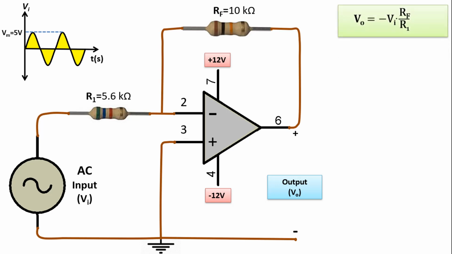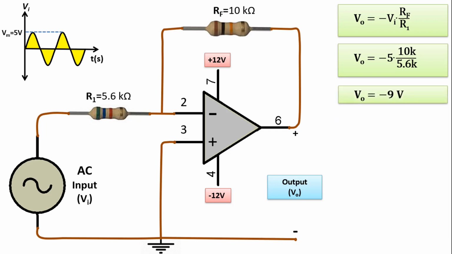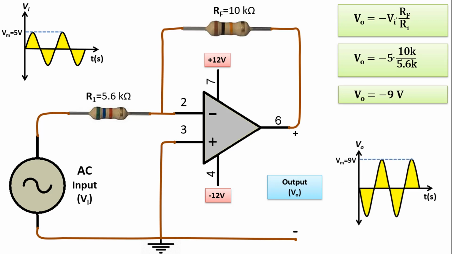Our formula, VO equals negative Vi times RF over R1. If we substitute the values, VO equals negative 5 times 10 kiloohms divided by 5.6 kiloohms. If we do this, we find the output value to be about negative 9 volts. In other words, the AC input with a maximum value of 5 volts sine-shaped AC is amplified to AC with a maximum value of 9 volts at the output.